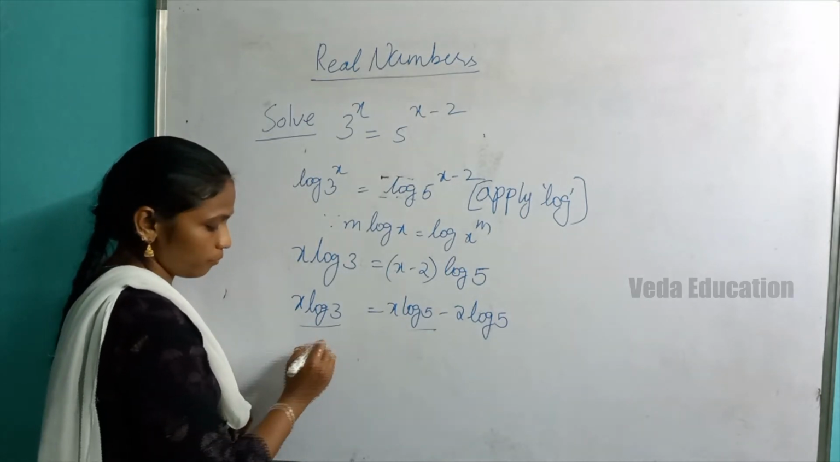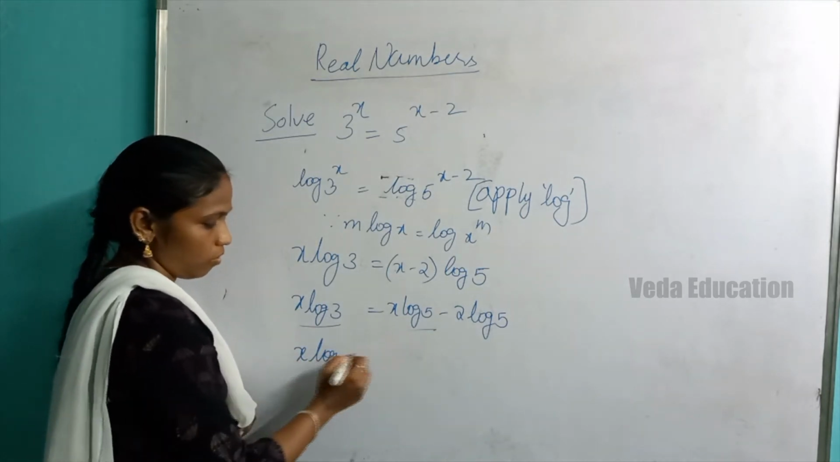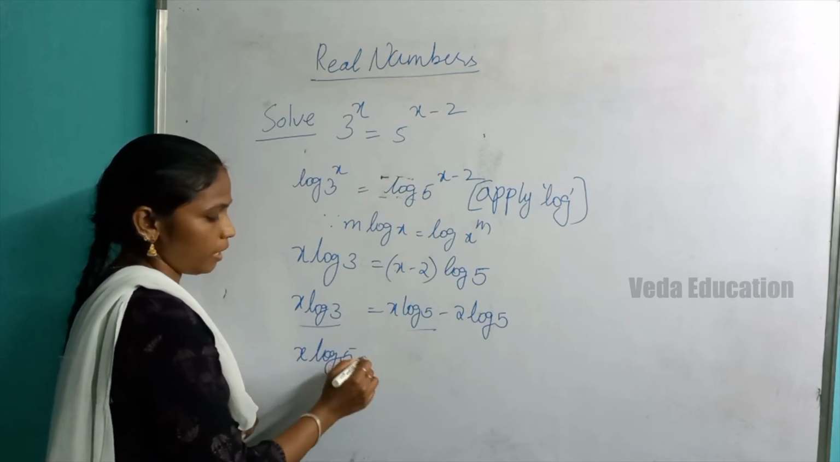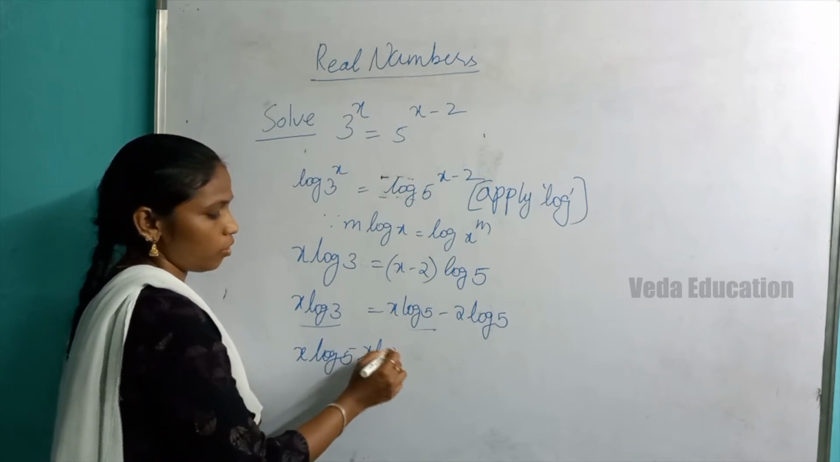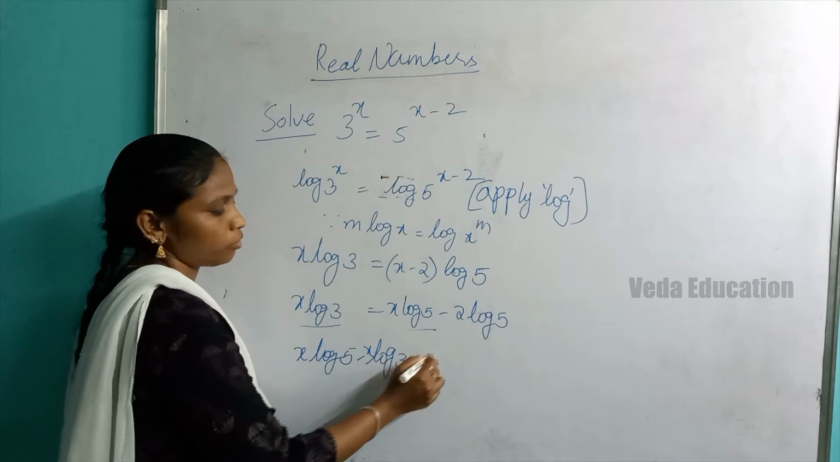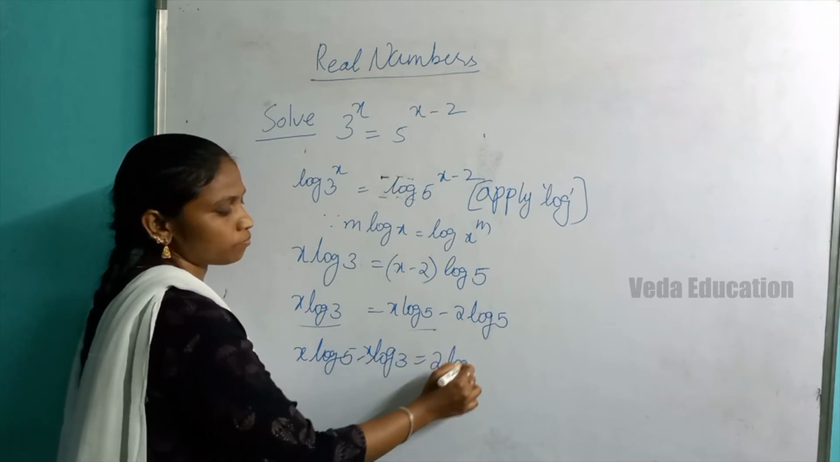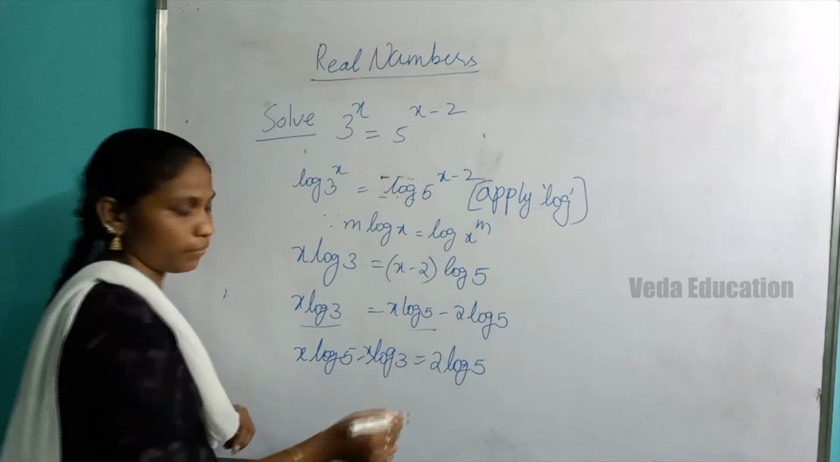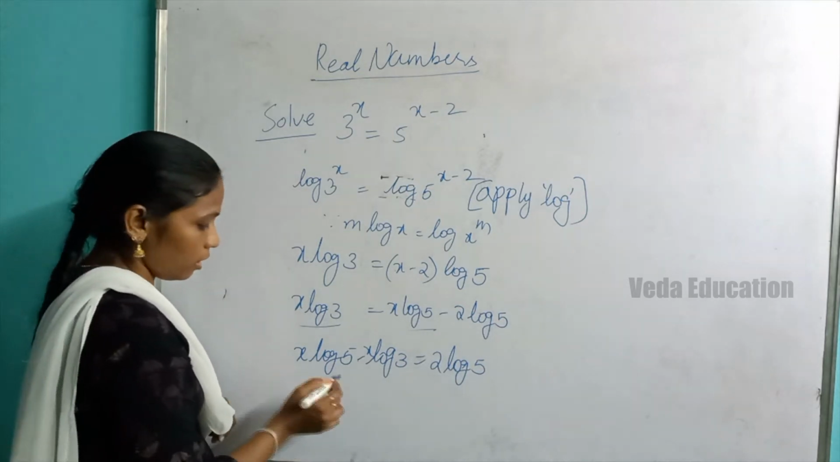Now x log 5 and minus x log 3 equal to 2 log 5. I corrected the order, okay? Don't be confused here. Now common x here.